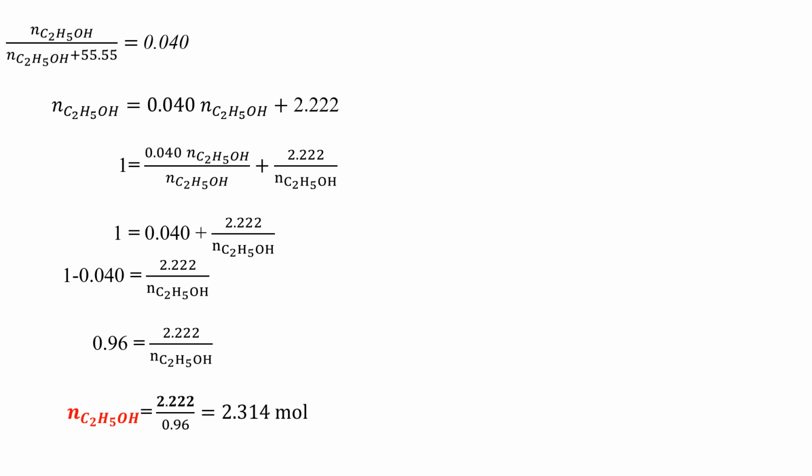In the next step, I am taking the number terms to the left hand side. So that becomes 1 minus 0.040 equal to 2.222 divided by number of moles of ethanol. Finally, on rearranging the expression and doing the calculation, I get the value of number of moles of ethanol to be equal to 2.314 moles.